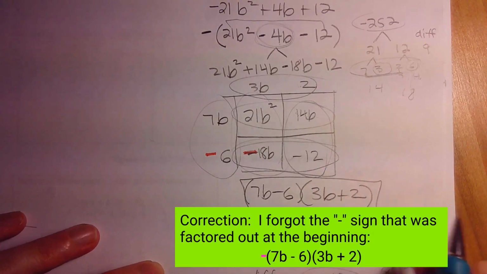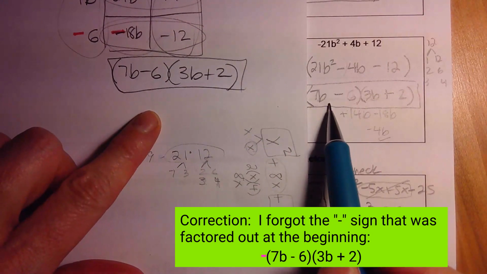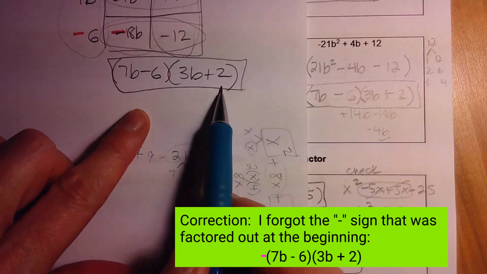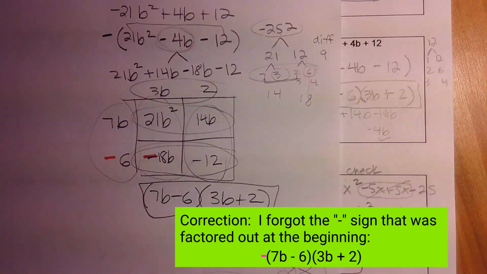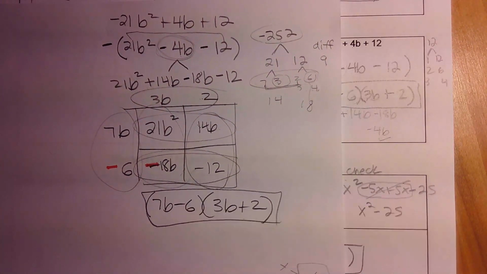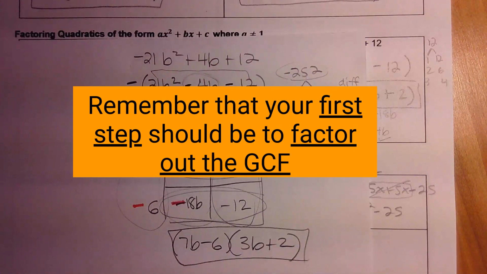Let's check it with the one that we already factored in class. And look at that, 7b minus 6, 3b plus 2. Okay, so that's it. Good luck if you choose to do the box method. Sometimes it does work well. In this case, I think just trial and error would have been a better choice.